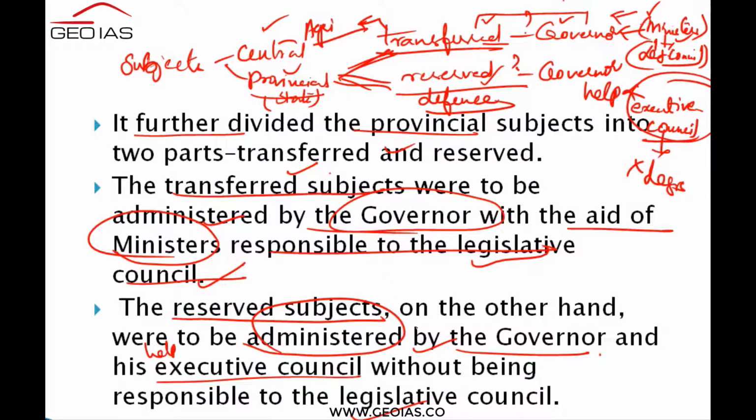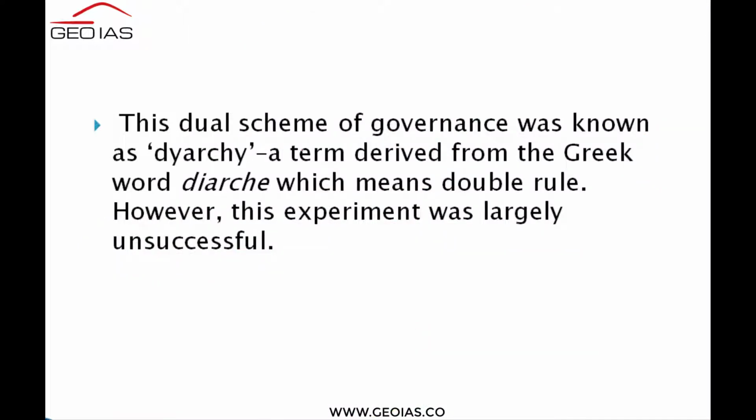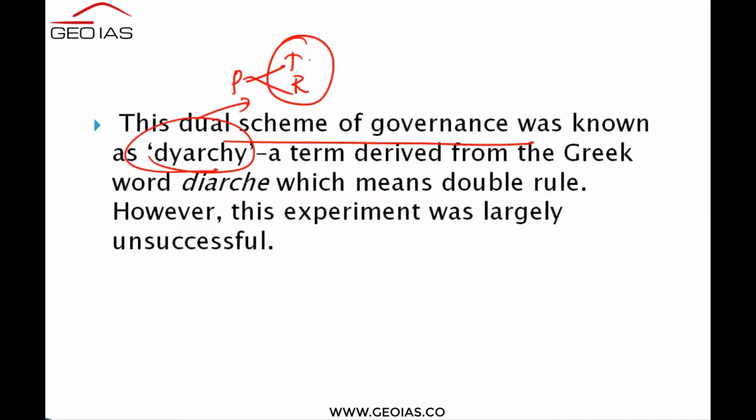So as we move forward, in this dual scheme in the provinces, there will be transfer subjects and reserve subjects, right? This dual scheme of governance was known as diarchy. So it is called diarchy. The provincial subject is divided into transferred and reserved subjects.